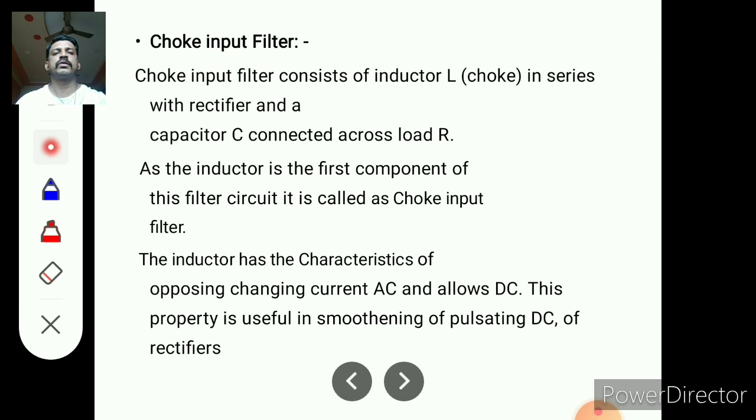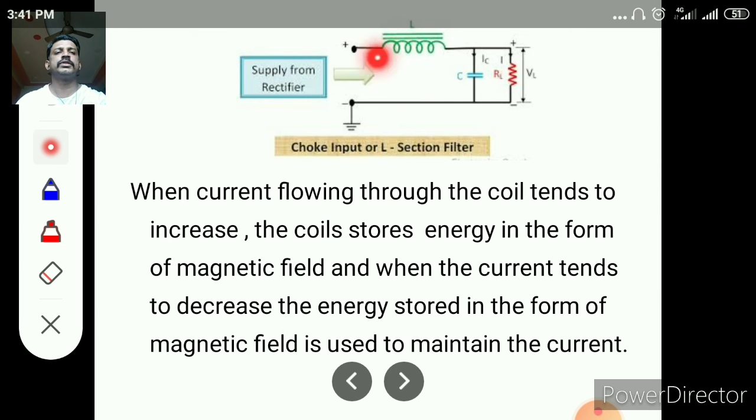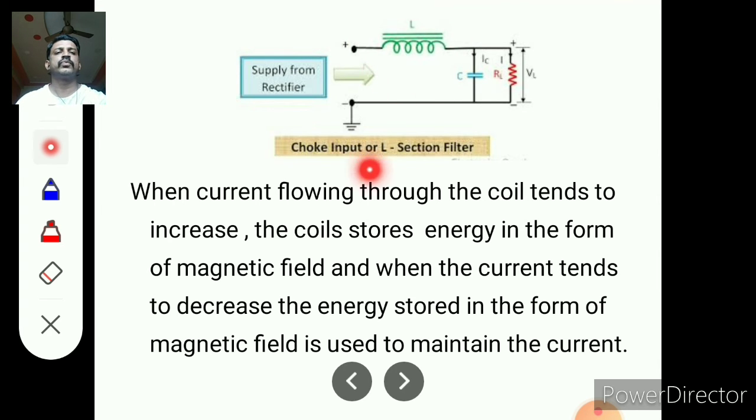Choke input filter: a choke input filter consists of an inductor L, the choke, in series with the rectifier, and a capacitor C connected across the load RL. As an inductor is the first component of this filter circuit, it is called a choke input filter. The inductor has a characteristic of opposing changing current, AC, and allows DC. This property is useful for smoothing the pulsating DC of a rectifier. So this is the choke input filter. Initially the choke is used, the input L section; here it is the choke and here it is the capacitor.